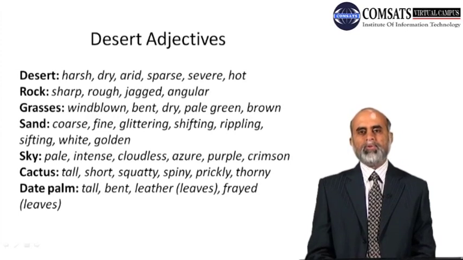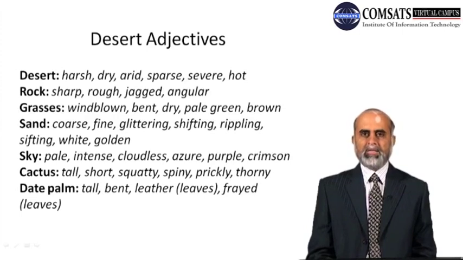But let me give you an example by talking about the desert. Well, a desert could be harsh, dry, arid. Arid means that it has very little rain. Sparsely populated. Sparse is the opposite of thick. So thickly populated, densely populated, is the opposite of sparsely populated. Severe means extreme, hot. Okay, so these are the adjectives that you can use for a desert. For rock, you can use sharp, rough, jagged, and angular. Jagged means that it is really very rough. Some people even pronounce it as jagged.